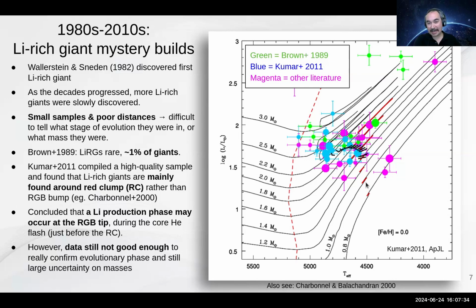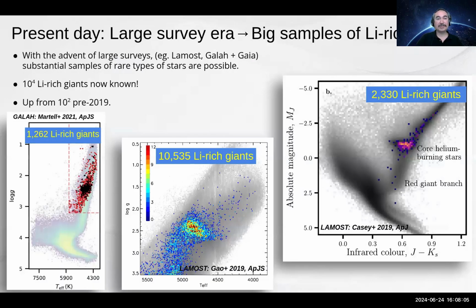And the tracks are color-coded. So you see red here is the RGB bump. Now this was thought to be associated with lithium enrichment at one stage. But Kumar et al. pointed out that it looks like it's more closely related to the red clump or the core helium burning phase. However, the data at that stage is still not that great to confirm evolutionary phase, and certainly not to get masses. Fast forward to the present day.